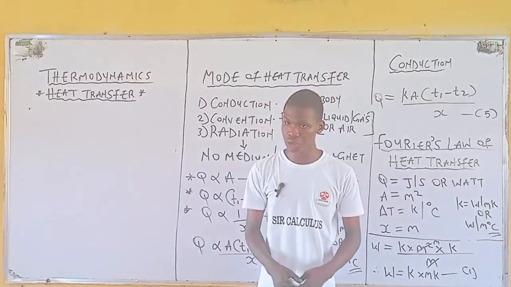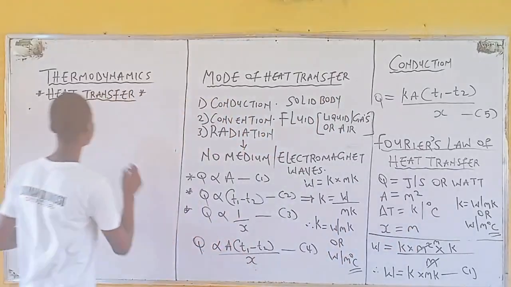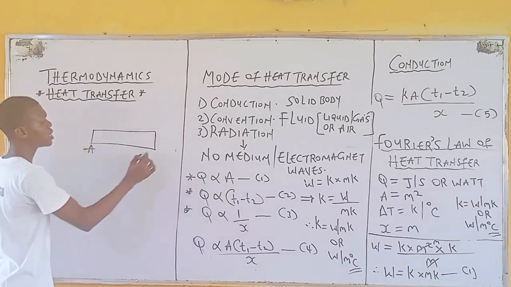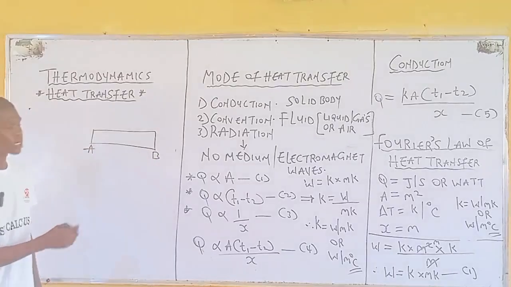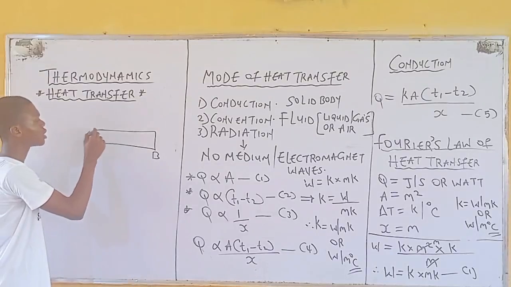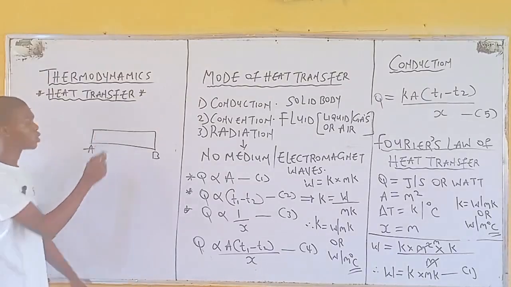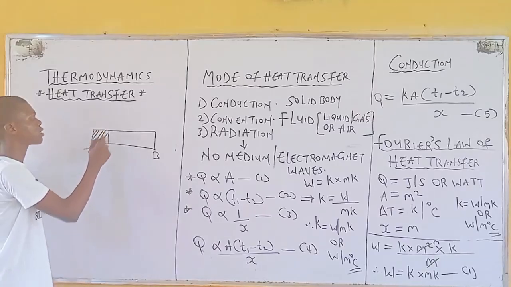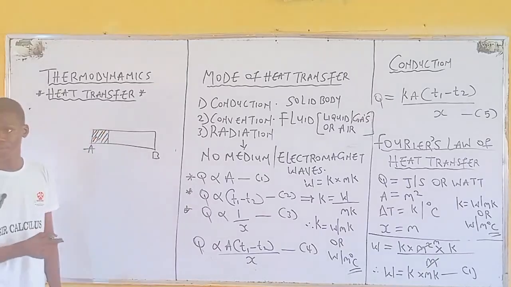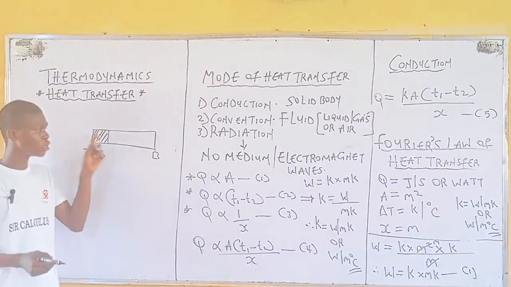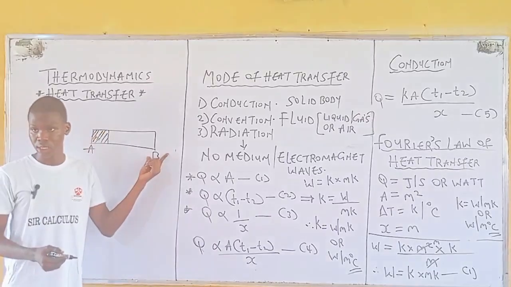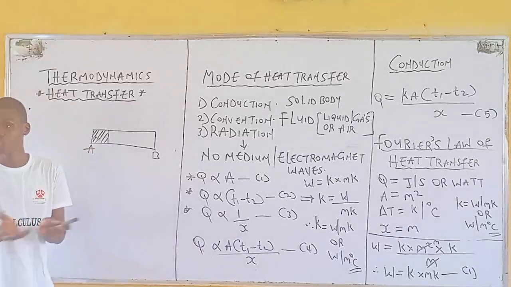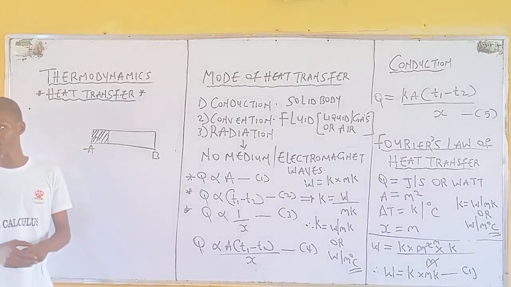So by illustration, let's say you have this metal rod. Say this is A, say this is B. Let's say this portion of the metal rod, which is A, has been heated. Then you want to transfer this heat to this other portion, which is B. It takes some while, but this heat will be transferred, true or false?